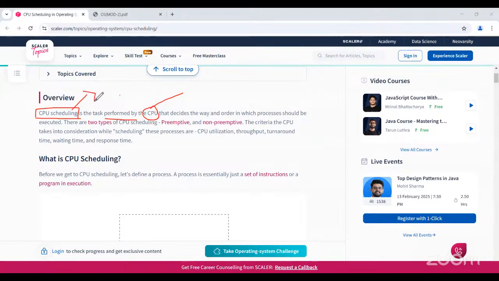This CPU scheduling is performed by the CPU, and it decides the way and order in which the processes should be executed. So who will decide what the way of scheduling or executing is, and what the order of scheduling is? The CPU decides. Now there are two types of CPU scheduling: preemptive and non-preemptive. We will discuss them in detail.